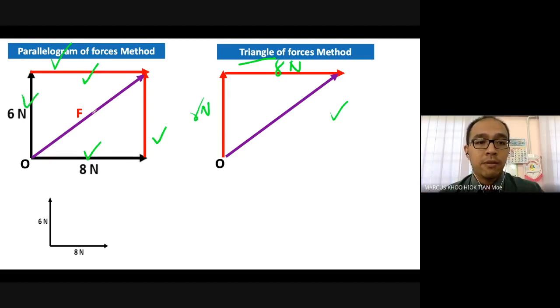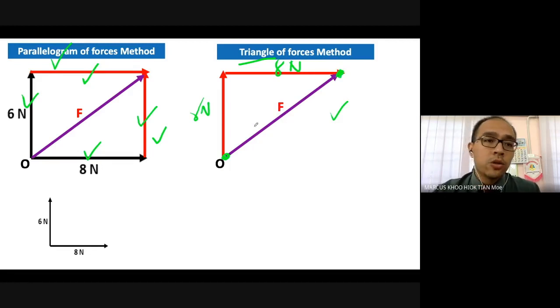Okay, and then this force and this force, same direction, same length. Okay, triangle: if you want to use the triangle method, you must remember that the two forces you are talking about must be joined one after another. Okay, and then the resultant force is the displacement from the start all the way to the end. Okay, so this is the resultant force.